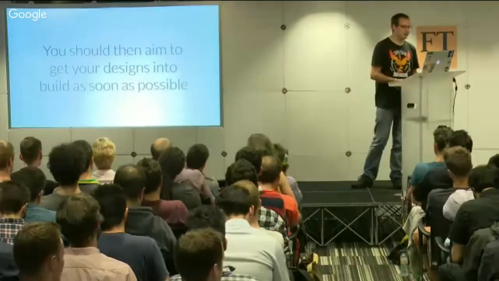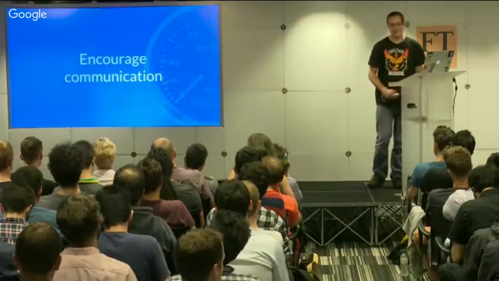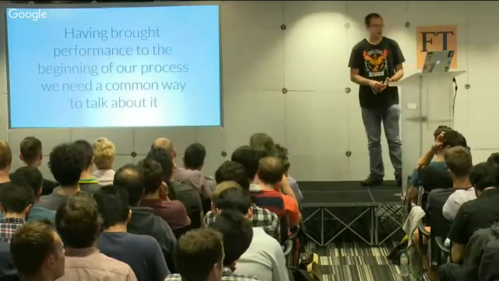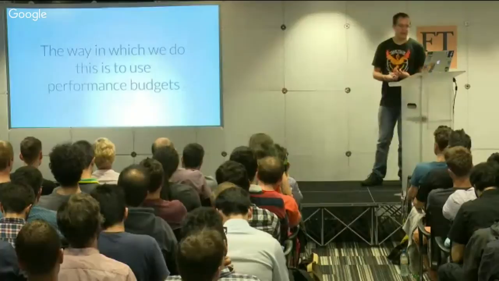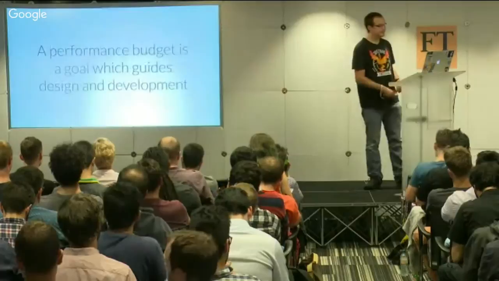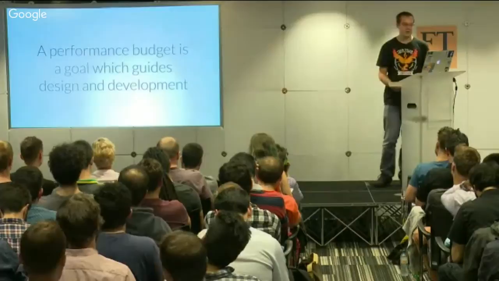So this is the negotiating bit, encouraging communication. Communication in your teams is really important. Having put performance at the beginning of our process, we need to have a common way to talk about it. The first step we can take before we even start to build a site is to create a performance budget. This is where the art of negotiation is going to start to appear. A performance budget is a goal that guides design and development. It gives us a tangible way to talk about performance.